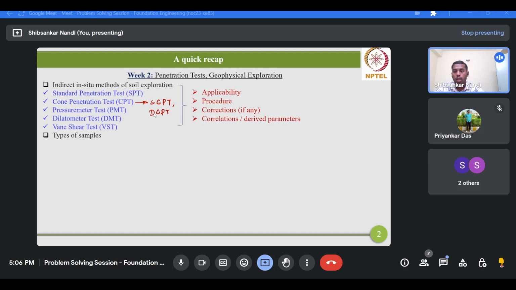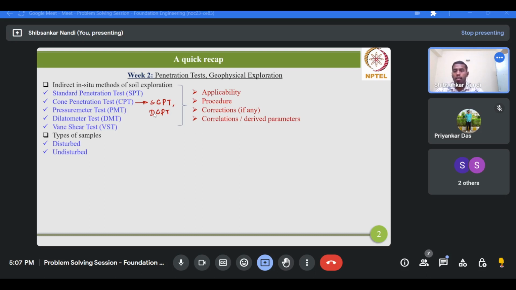Okay, so these two types of samples are disturbed and undisturbed, and the definition you can derive from the terminology itself. Disturbed in the sense that the original structure of the sample which we are extracting from the field is not preserved. That kind of sample is called disturbed, and in the case of undisturbed it is the opposite scenario. So the original structure of the soil as well as a few other important properties are preserved.